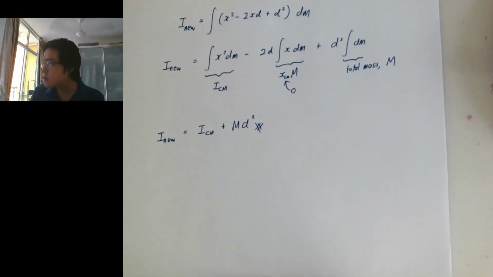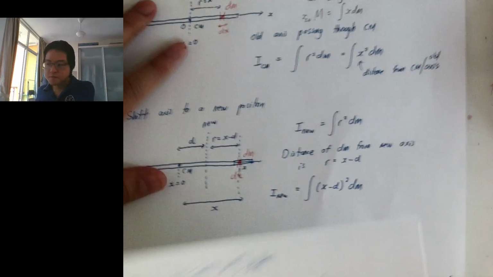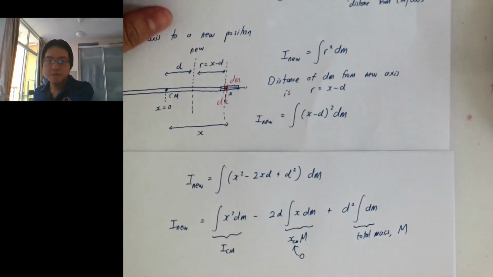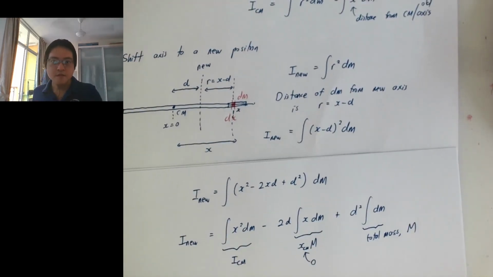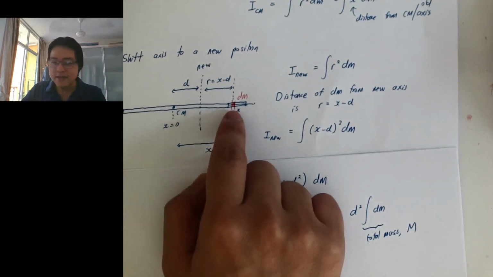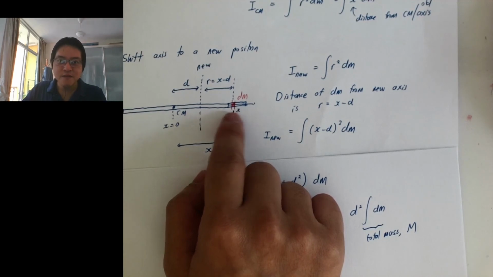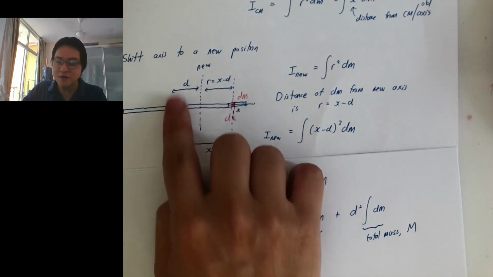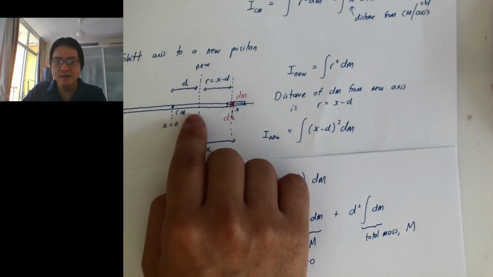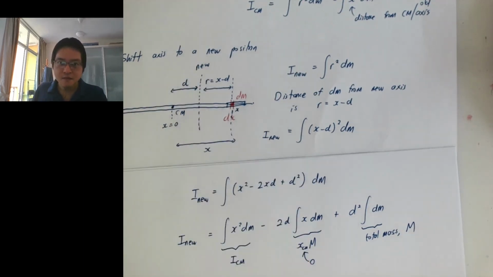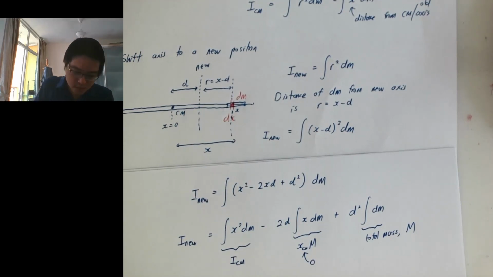The new axis drawing here. Yeah, the new axis. This part I messed up the drawing, very ugly, but the original axis was passing through CM, and then the new axis is here. Okay, any other question?